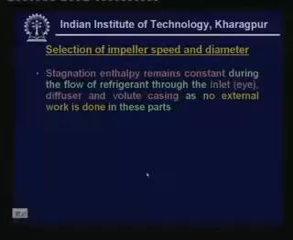Now, let us once again look at the working principle, and from the working principle we know that the stagnation enthalpy remains constant during the flow of refrigerant through the inlet, through the diffuser, and through the volute casing, as no external work is done in these parts. So, in these three parts you are not adding any energy, and you are not removing any energy. Okay. That means the stagnation enthalpy remains the same. Okay. Only thing that happens here is velocity will be converted into static pressure, otherwise the total enthalpy remains constant.